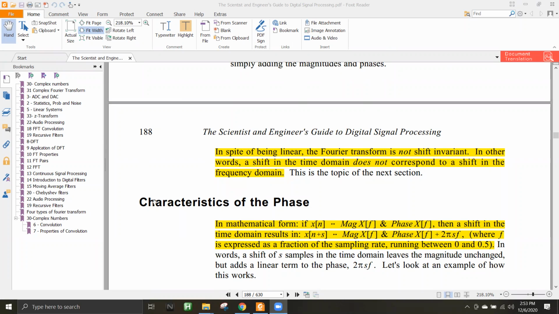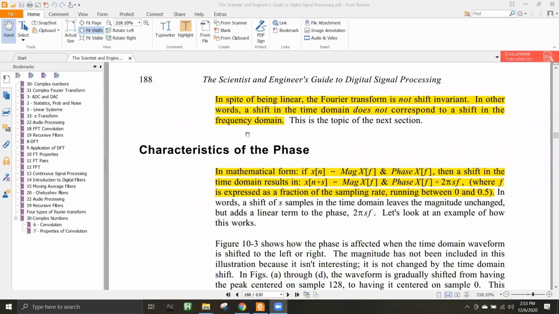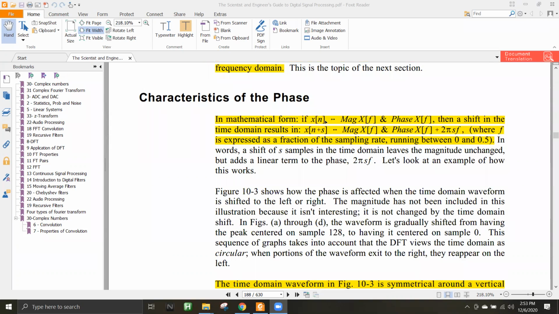And this is why we are going to talk about the characteristics of the phase now. In the mathematical form, we have x[n] can be converted into the polar form like this, magnitude of X and phase of X. Now shifting the time domain signal results in x[n+s] or x[n-s], whatever. If you perform a right shift, then it would be x[n-s]. Whatever you do, the magnitude would not change. In the polar notation, only the phase would change.